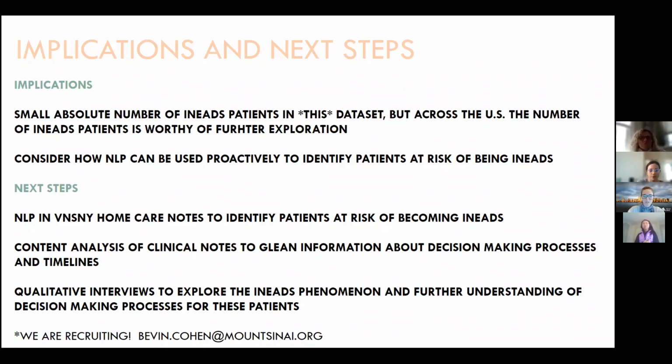process for these patients. And you can see on the bottom our shameless plug: we're recruiting patients through Visiting Nurse Service of New York, but we're also recruiting healthcare workers or any professional who's involved with these decisions. I know we have a lot of them on this call. So if you have a lot of insight into this topic and would be interested in providing a research interview, please feel free to reach out to me and we'll get you the official recruitment materials. And then if you're interested, we can schedule time for you to provide us with your insight.